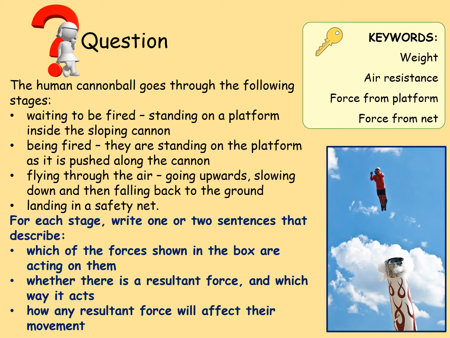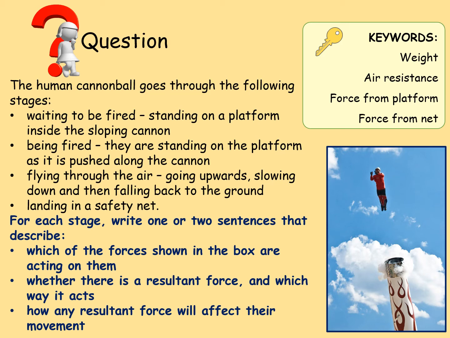When he's being fired, he's standing on the platform and it's being pushed upwards. So let's focus on the forces on the human cannonball. He still has weight acting downwards towards the center of the earth, but the force from the platform is now very much higher, and so is acting in the upwards direction. So now there's a resultant force because his motion is changing.